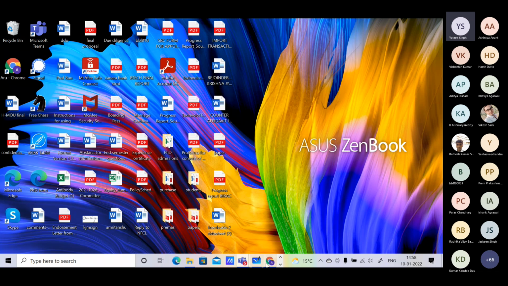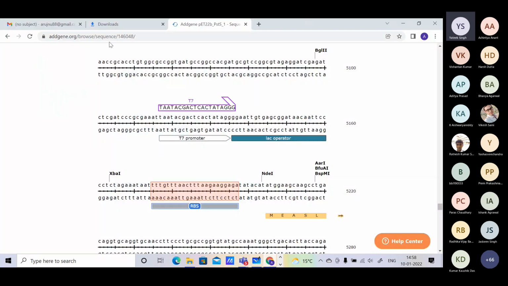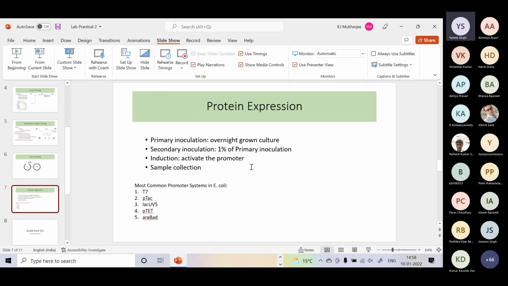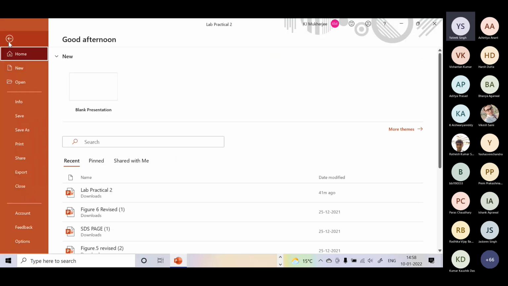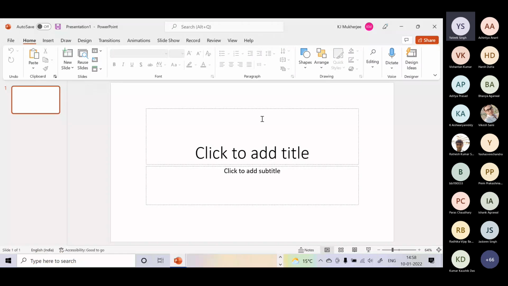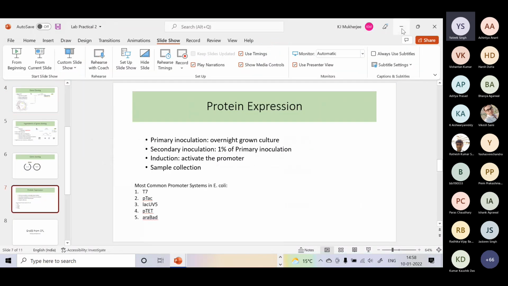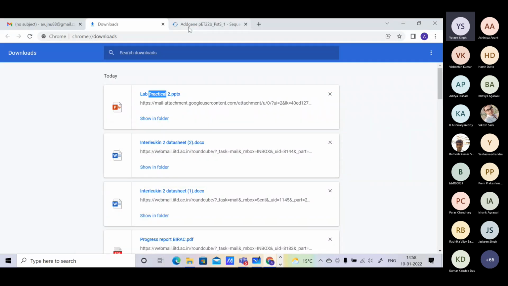Where is this presentation going? For demonstration, I am showing you that I have copied the RBS. Now you see, you can see the RBS part, I have pasted it on the presentation. Yes, sir. So that's how you take up individual components using that particular feature.